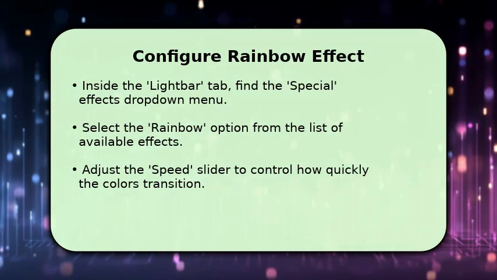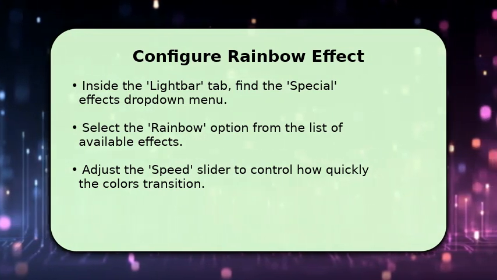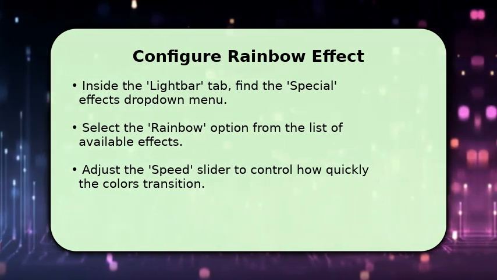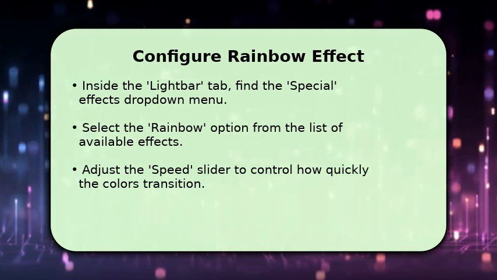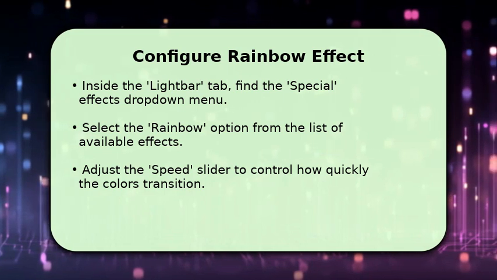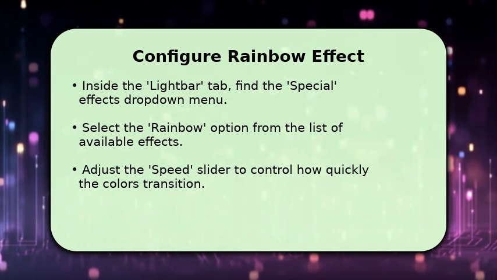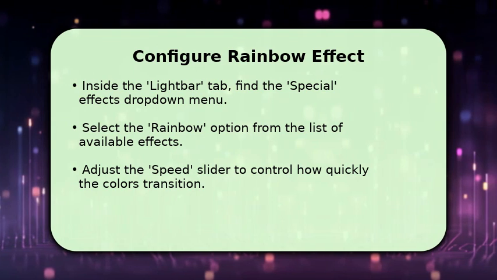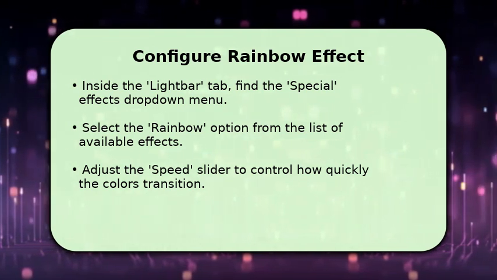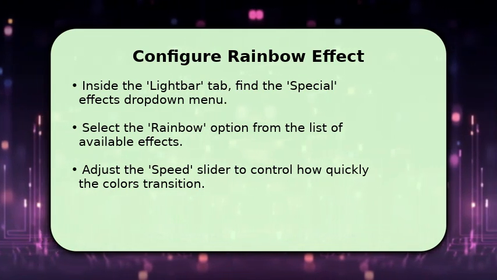Now for the fun part, configuring the rainbow effect. Within the light bar tab of your profile settings, look for the Special Effects drop-down menu. From this list, select the rainbow option. You will then see two sliders, Speed and Saturation. The Speed slider allows you to control how quickly the colors cycle through the rainbow spectrum, from very slow to very fast. The Saturation slider lets you adjust the intensity of the colors, from muted to 100% vibrant.